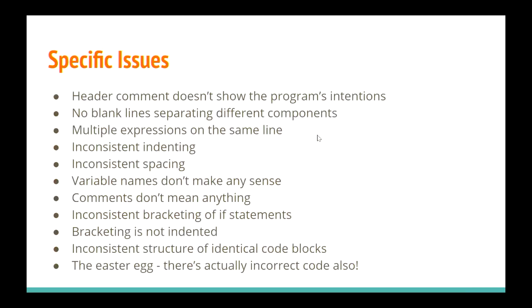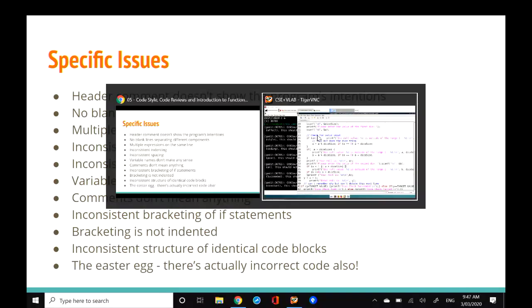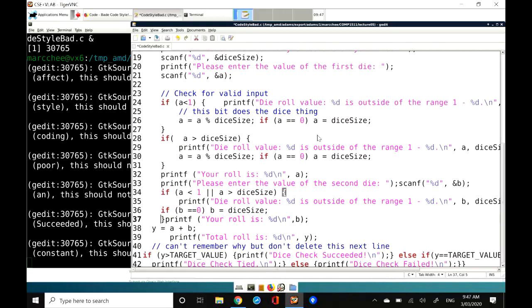Okay, so we don't have time to go through everything. Oh, has anyone spotted the Easter egg? Oh, we got an idea there? Is it line 34? Because above you say A is less than 1, A is greater than dice size, but really in line 34 it should be saying B. Yep, you got it.